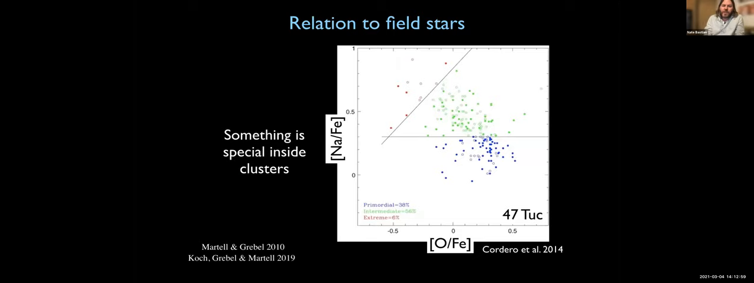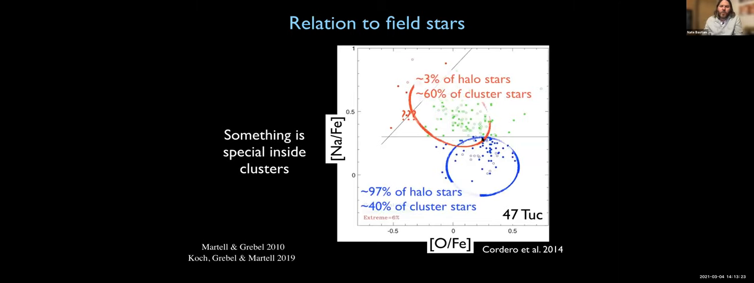Now, something seems to be special inside a lot of the clusters. So here is the sodium-oxygen anti-correlation for stars in 47 Tucanae, a massive globular cluster in the Milky Way. And what you see is these stars spreading over this diagram. And if you compare that to field stars in the halo of a given metallicity, almost all of the field stars lie in this region of the diagram down here. They all have very similar oxygen and sodium abundances. They'd be slightly alpha enhanced because they'd be very old. And you'd see almost no stars up in this region here if you're just looking at field stars.